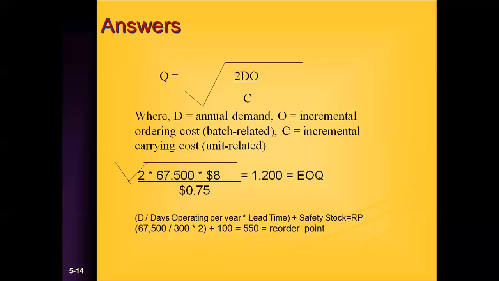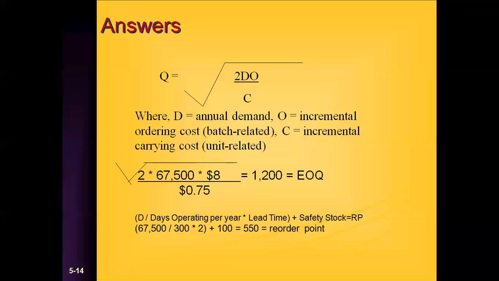Well, let's do the math here. The EOQ equation is demonstrated at the top here. It equals the square root of 2 times the annual demand times the incremental ordering cost, divided by the incremental carrying cost. So that's the equation. And as you see here, if you do the math, 2 times the annual demand, which is in this case from the word problem in the previous slide, 67,500, times the incremental ordering cost, which is $8, and then divided by the incremental carrying cost, which is 0.75 or 75 cents.